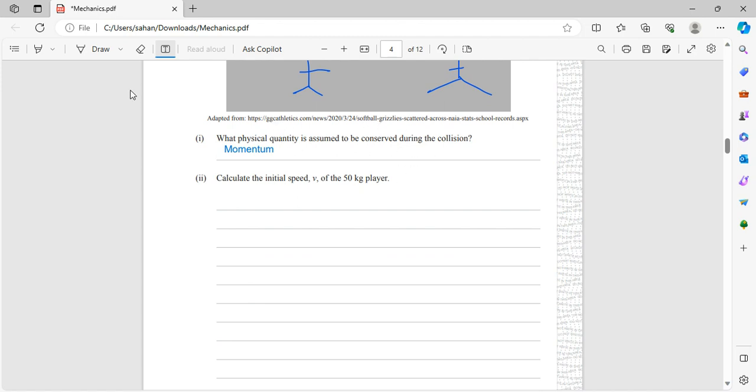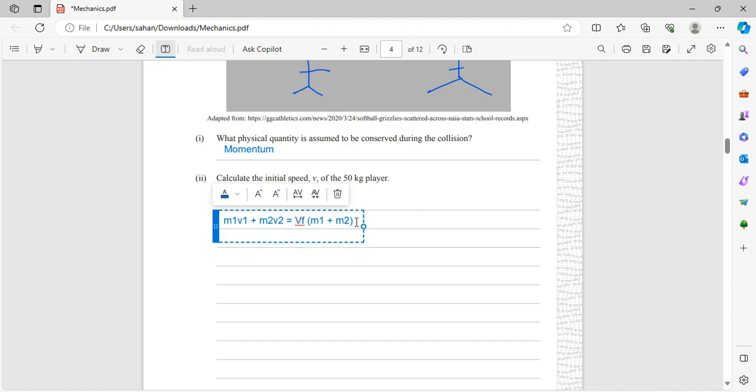Okay, calculate the initial speed of the 50 kg player. Okay, this is the equation that I always use, and it always works: m1v1 plus m2v2 equals vf into (m1 plus m2). And also over here, let me just move this down, you want to say that Pf equals Pi, because remember, momentum is conserved. So the initial momentum is equal to the final momentum. So that's basically what I put there. Okay, so let me just enter that.